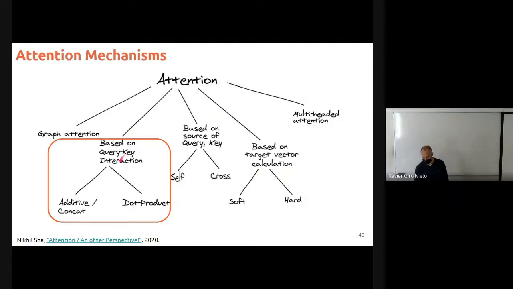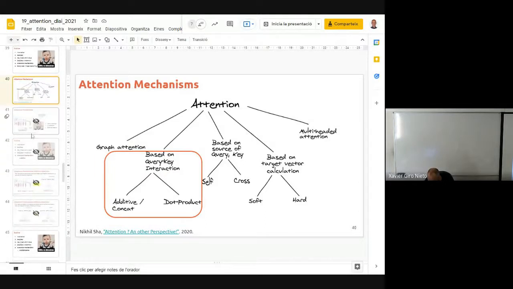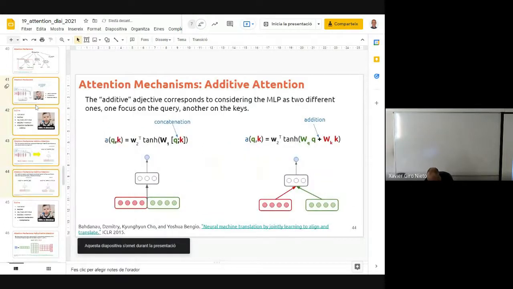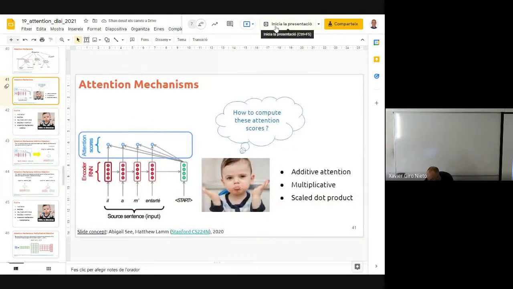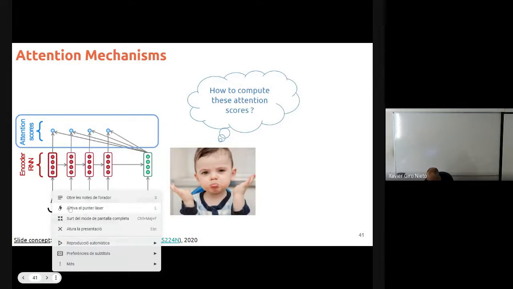So I'm focused on this. As you can see, there are already two big families, the additive or concatenated attention and the dot product-ish attention. Historically, that was the first one that was proposed. Nowadays, most people are using this one. So the slides were hidden, but as we are good on time, I think we can see the slides. They were hidden because they're not that popular nowadays, but I guess historically it's nice.